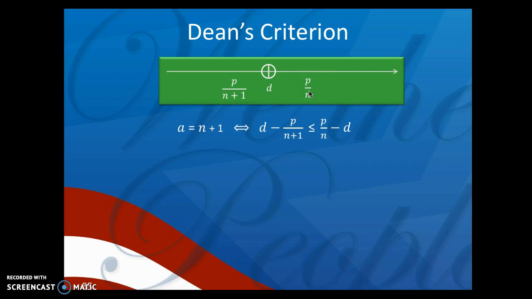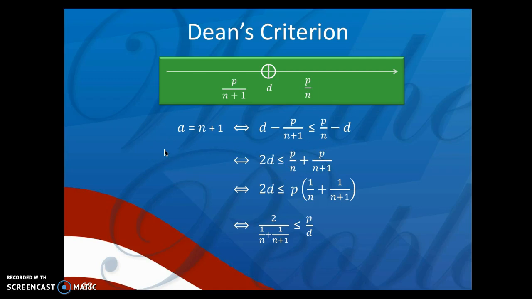So if we do a little bit of algebra, this is adding d to both sides of the equation and adding p over n plus 1. Do a little bit of algebra right here. Then we could factor out p as the proportion. And if we divide both sides by d and what's in the parentheses, we get this: 2 over 1 over n plus 1 over n plus 1. There is the harmonic mean. And the population divided by the divisor, that is the quotient. So I got the harmonic mean and the quotient.